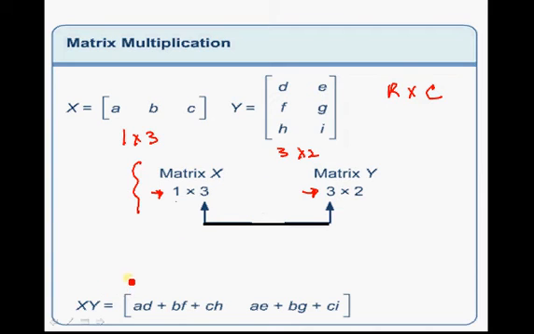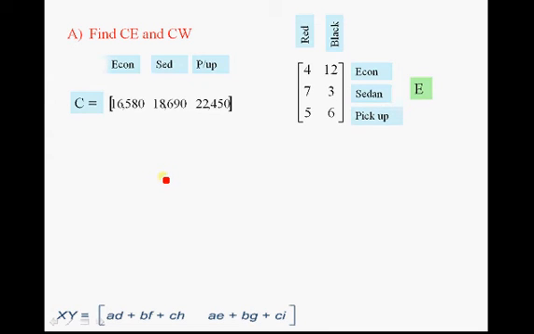And then they show how to multiply. A times D, plus B times F, plus C times H gives you this element of the multiplied matrix. Then the same thing, A times E, B times G, and C times I, and add those together. Now let's take a look at how that behaves for this matrix, because we have to find C times E and C times W. It's the same exact matrix as in that example of multiplying matrices.